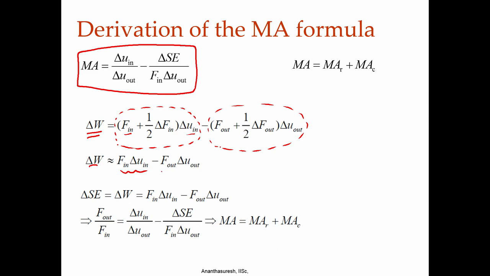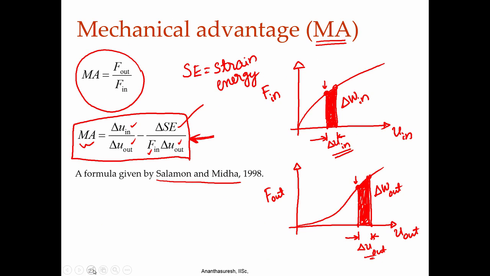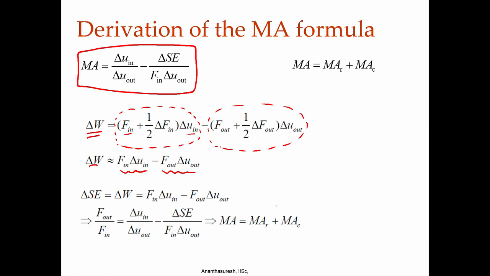Now, we are making a small approximation: delta F_in times delta u_in is a second order quantity, and the same with delta F_out times delta u_out. Then we just take F_in times delta u_in minus F_out times delta u_out. In other words, we are only taking this much rectangle and leaving out that little part in both cases. So, this is F_in times delta u_in, F_out times delta u_out. That is an approximation, which is why we are showing it.